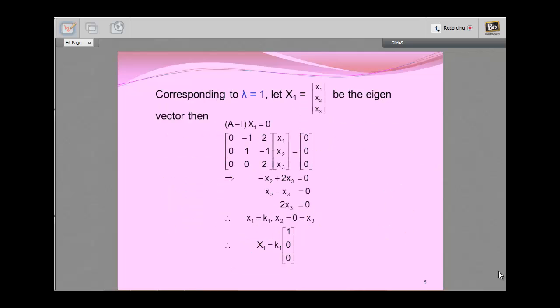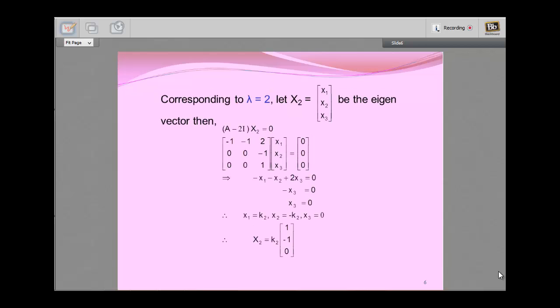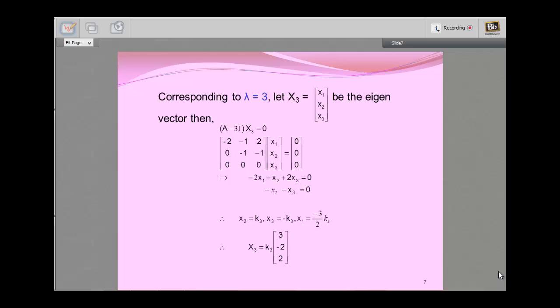First of all, the eigenvector corresponding to lambda is equal to 1. When we find it, the eigenvector will be 1, 0, 0. Similarly, the second eigenvector corresponding to lambda is equal to 2 will be 1, minus 1, 0. And the third eigenvector we will find corresponding to lambda is equal to 3.